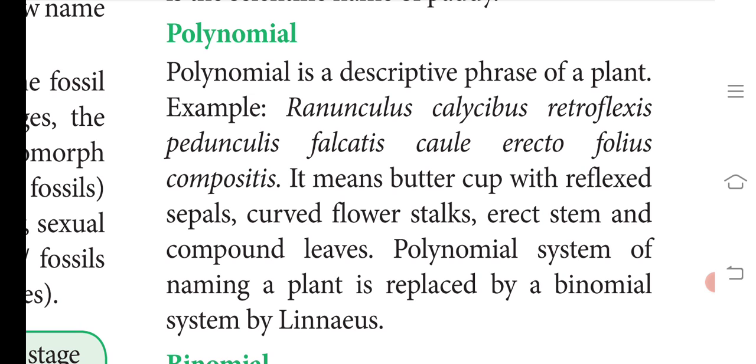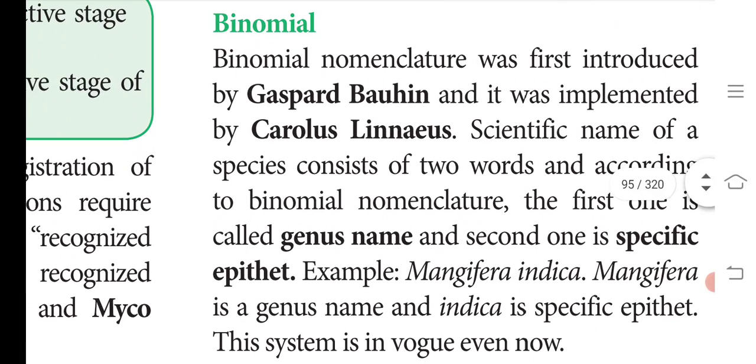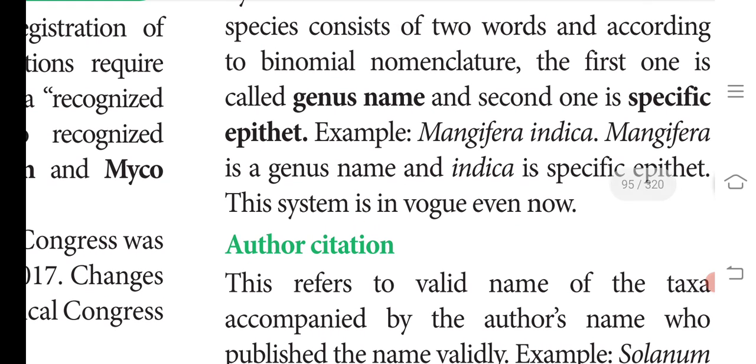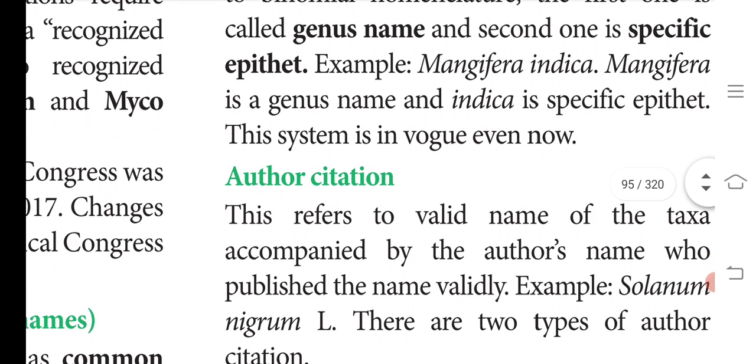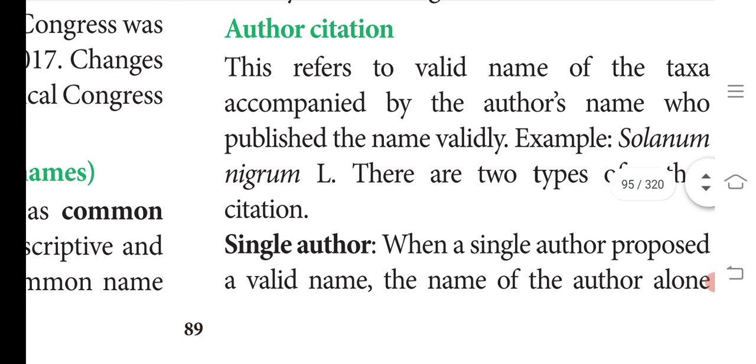Okay, so the polynomial system of naming the plant is replaced by the binomial system of nomenclature. Do you follow? When we have the polynomial system, we have to name the organism in a very long way, so instead we go in for binomial nomenclature. Binomial nomenclature was given by whom? Carolus Linnaeus. Example, Mangifera indica. It is the botanical name for common mango. Mangifera is the genus name, indica is for the species.